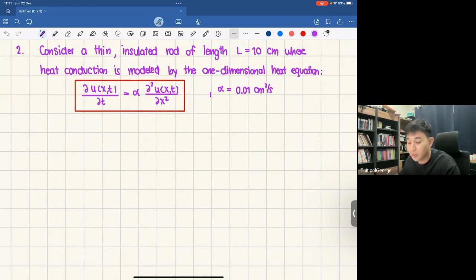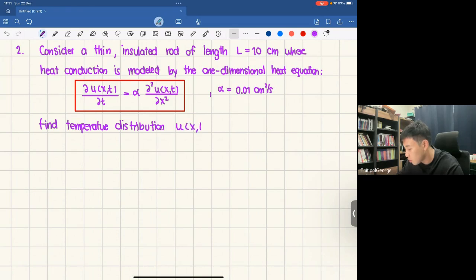This one we would like to know the temperature distribution, u(x,t), for t more than 0. So we are going to find the temperature distribution, which is u(x,t), for t more than 0.